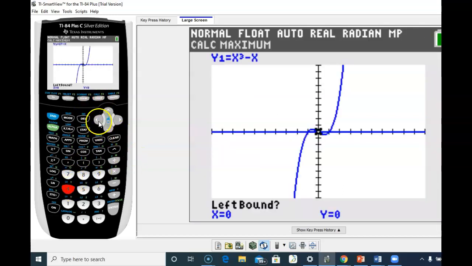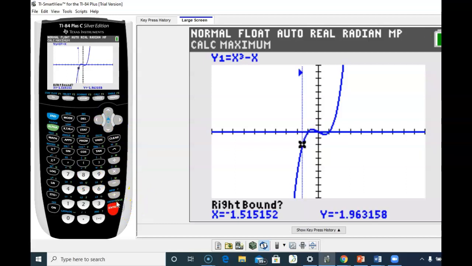So we're going to look at our left bound. Again, you can either type the number in or use your arrow keys, press enter. We're going to go a little bit to the right of the maximum, press enter, and then come back up to the peak and press enter. Again, you can put these values in as well. And so we see that we have a maximum that's listed here. So that would be the ordered pair, the xy for this particular point here. So the maximum occurs at the x value, and the maximum itself is this value.